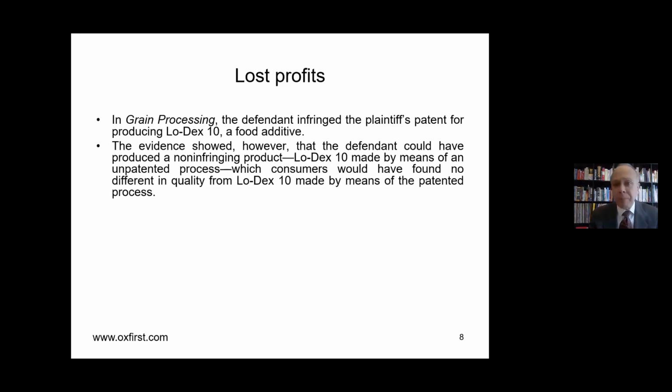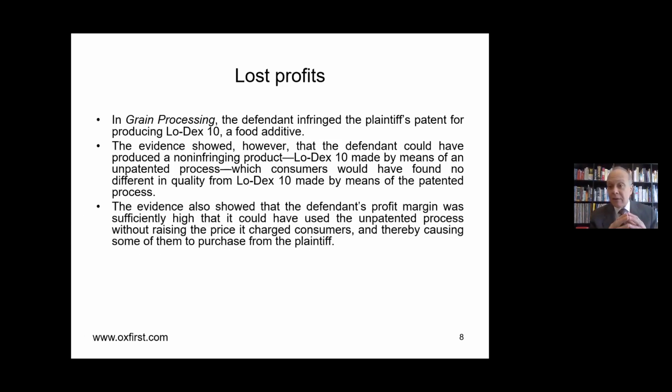And so the evidence showed that the defendant could have produced a non-infringing product, Lodex 10, made by means of an unpatented process, and that consumers would have found this no different in quality than Lodex 10 made by means of the patented process. The evidence also showed that in this case, the defendant's profit margin on sales of Lodex 10 was sufficiently high that it could have used the unpatented process without raising the price that it charged consumers. And so it would have made the same number of sales, even if it had avoided infringing.